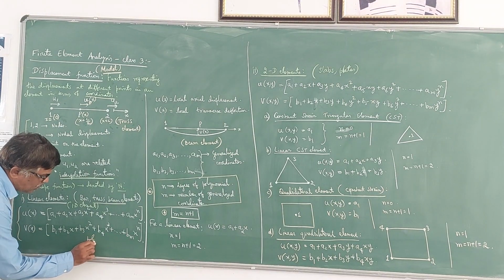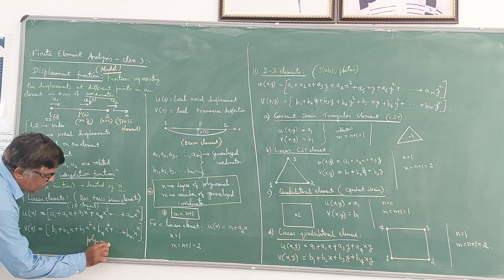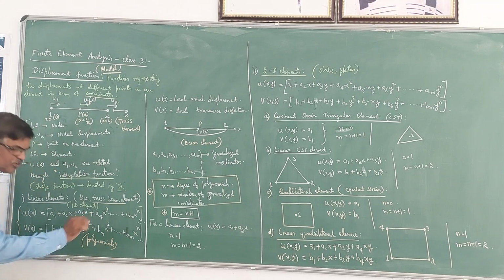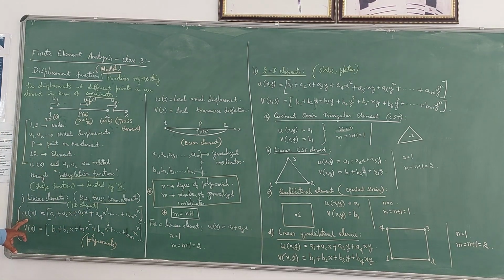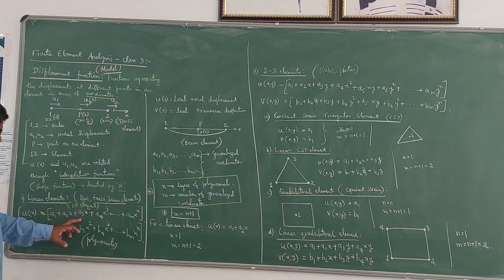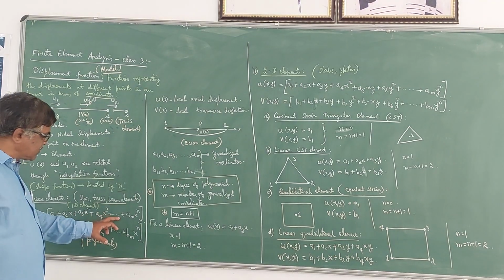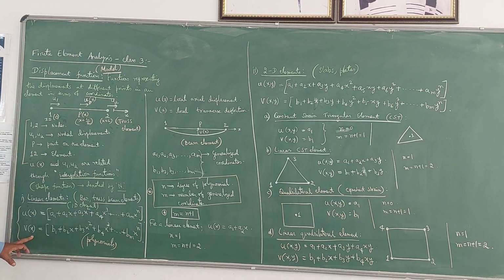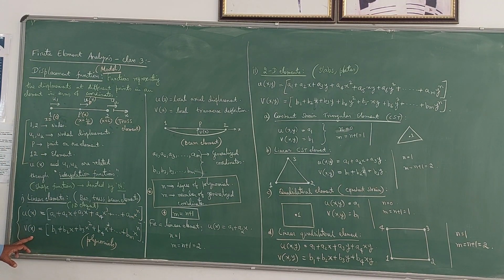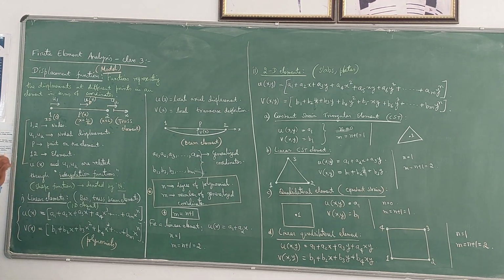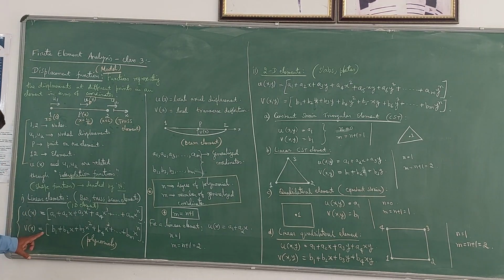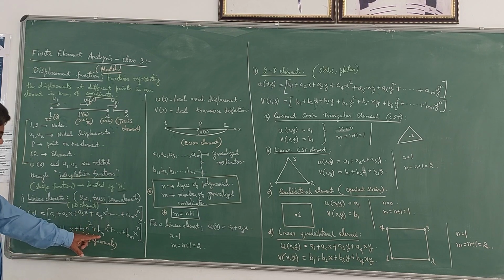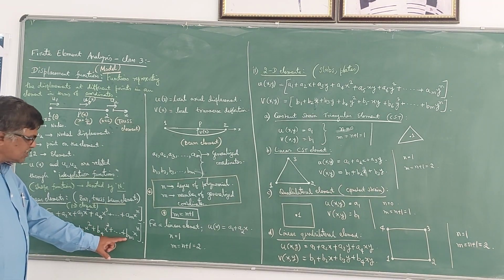In terms of polynomials, it is the easiest way of expressing displacement functions. So u of x is equal to a1 plus a2x plus a3 x square plus a4 x cube plus etc. up to am x power n. Similarly, v of x, so this is the displacement in the vertical direction, this is displacement in the horizontal direction, x and y directions. So v of x can be written as b1 plus b2x plus b3 x square plus b4 x cube plus etc.